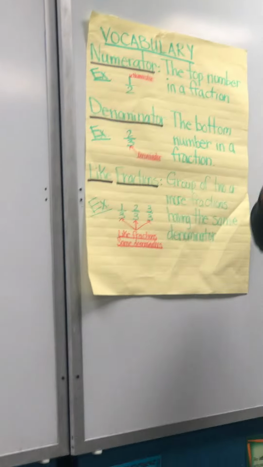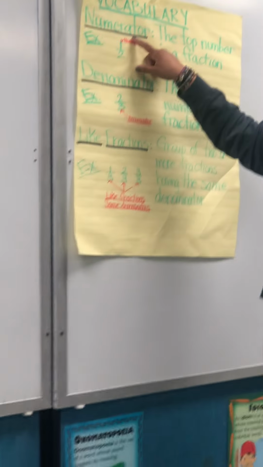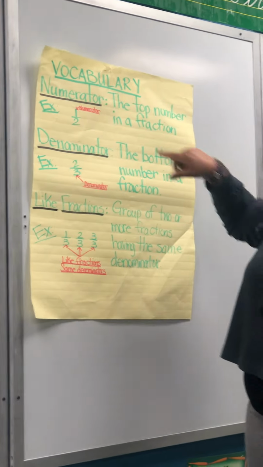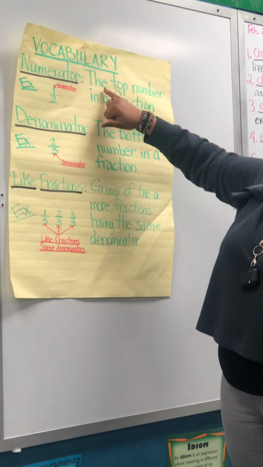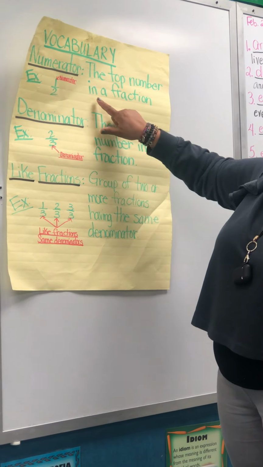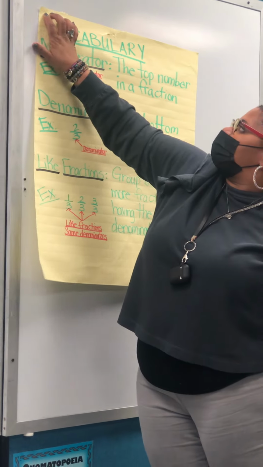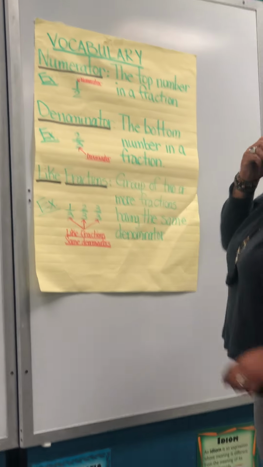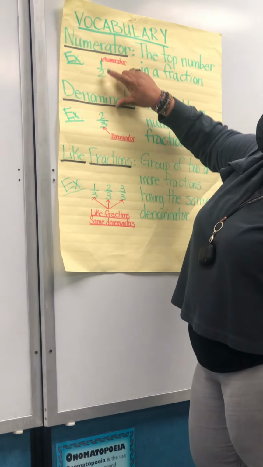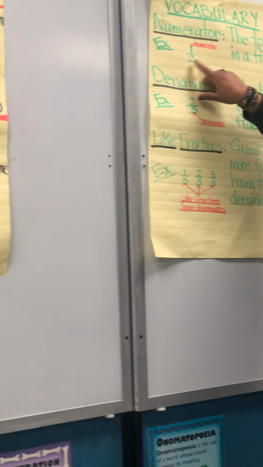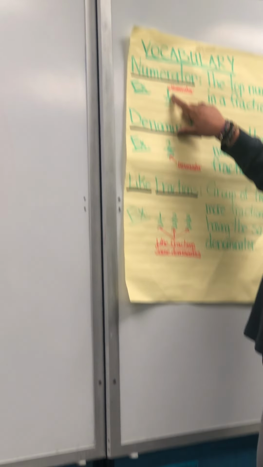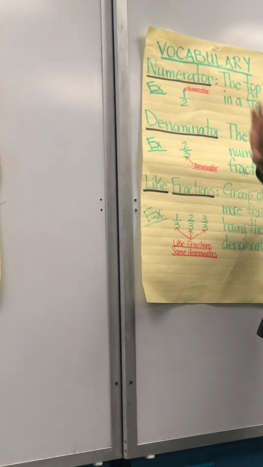Okay, so our first term is numerator, okay? Read with me. Numerator is the top number in the fraction. Okay. So, for example, I have 1 over 2. Okay. So, the numerator is what? 1. The 1. The number on top. That's it. It's real simple.